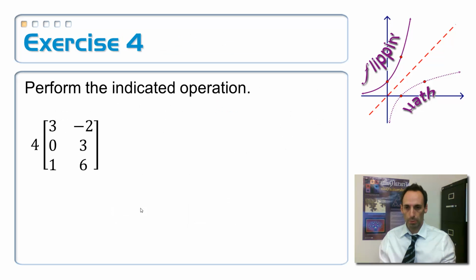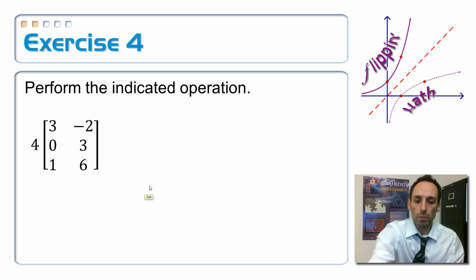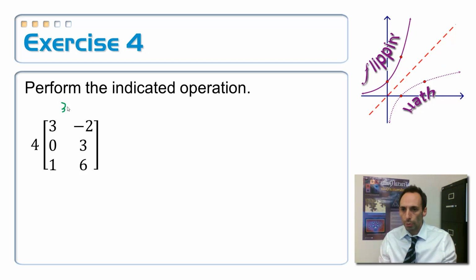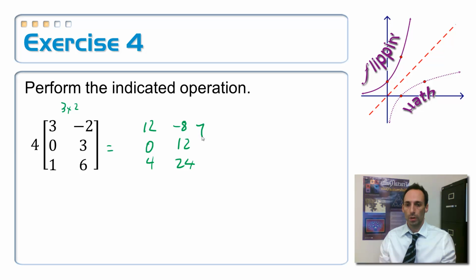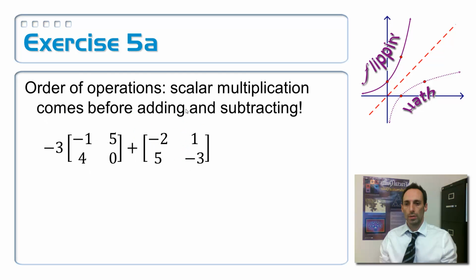Okay, very, very simple. So if I am going to multiply this 3 by 2 matrix by the scalar 4, I'm going to end up with another 3 by 2 matrix, but all of my elements are just going to be 4 times bigger. So I have a 12, a -8, a 0, a 12, a 4, and a 24. And it still stays exactly the same size, a 3 by 2. Easy.